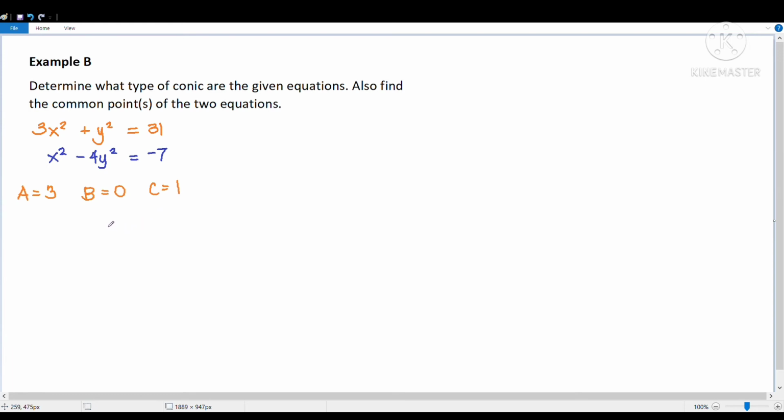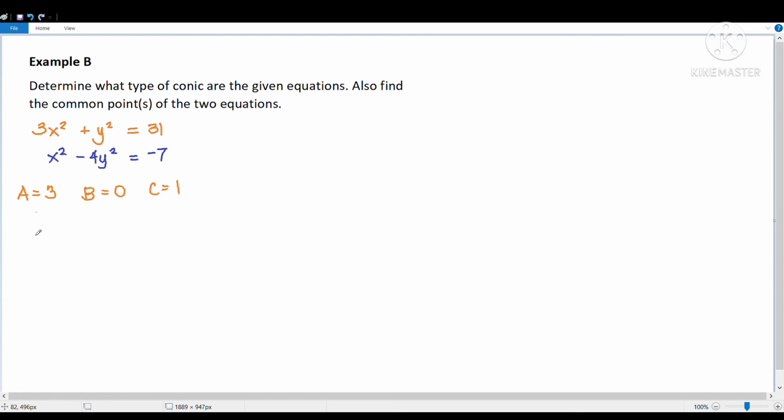Now let's take a look at this. B is equal to 0. Let's check if A is equal to C. Now 3 is not equal to 1. Therefore, we have to check what type of conic section this is, whether parabola, ellipse, or hyperbola.